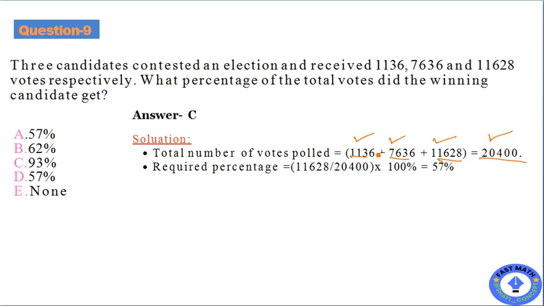The winning contestant is the person getting the highest votes, which is 11,628. This is 11,628 divided by the total number of votes, 20,400, into 100. It is nothing but 57%. That means the votes got by the winning candidate are 57% of the total votes polled.